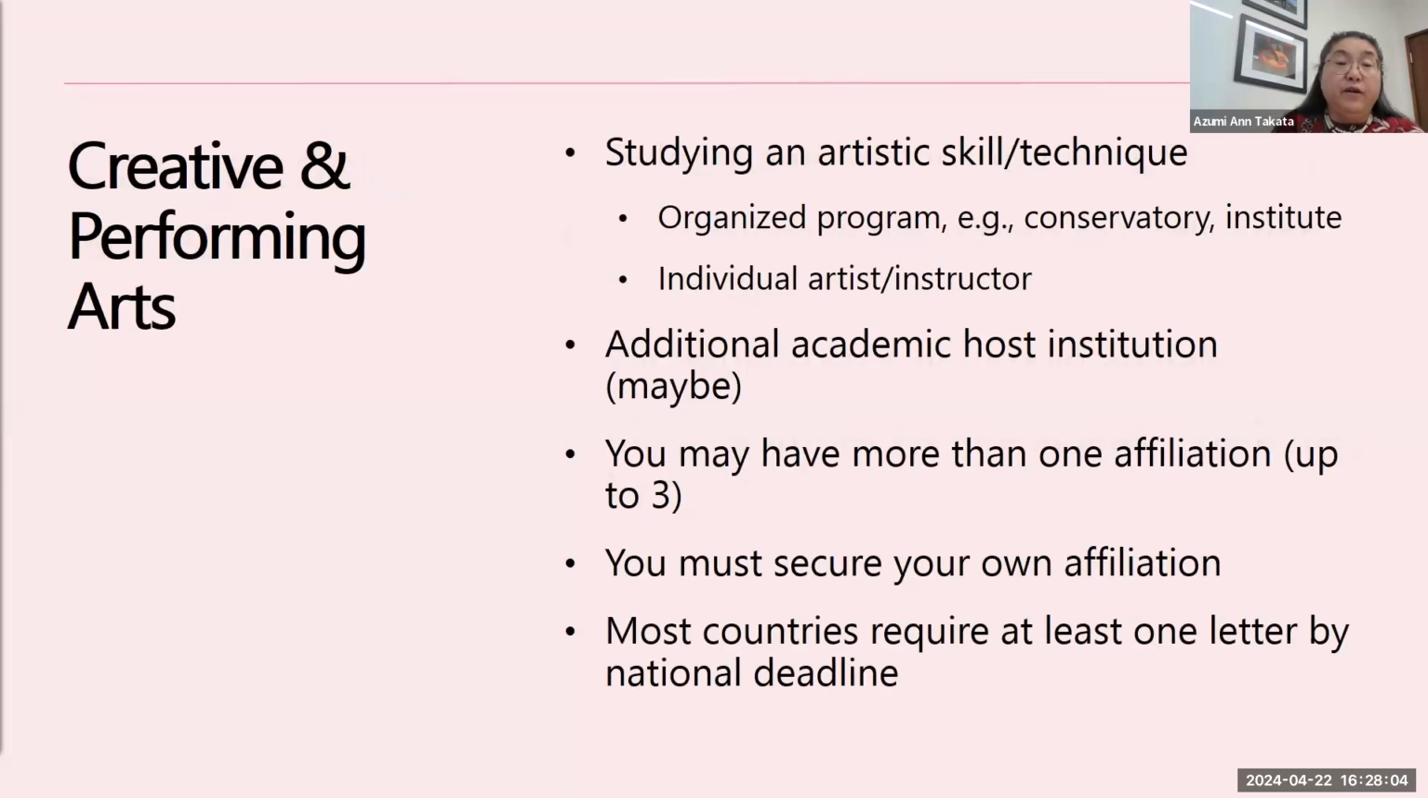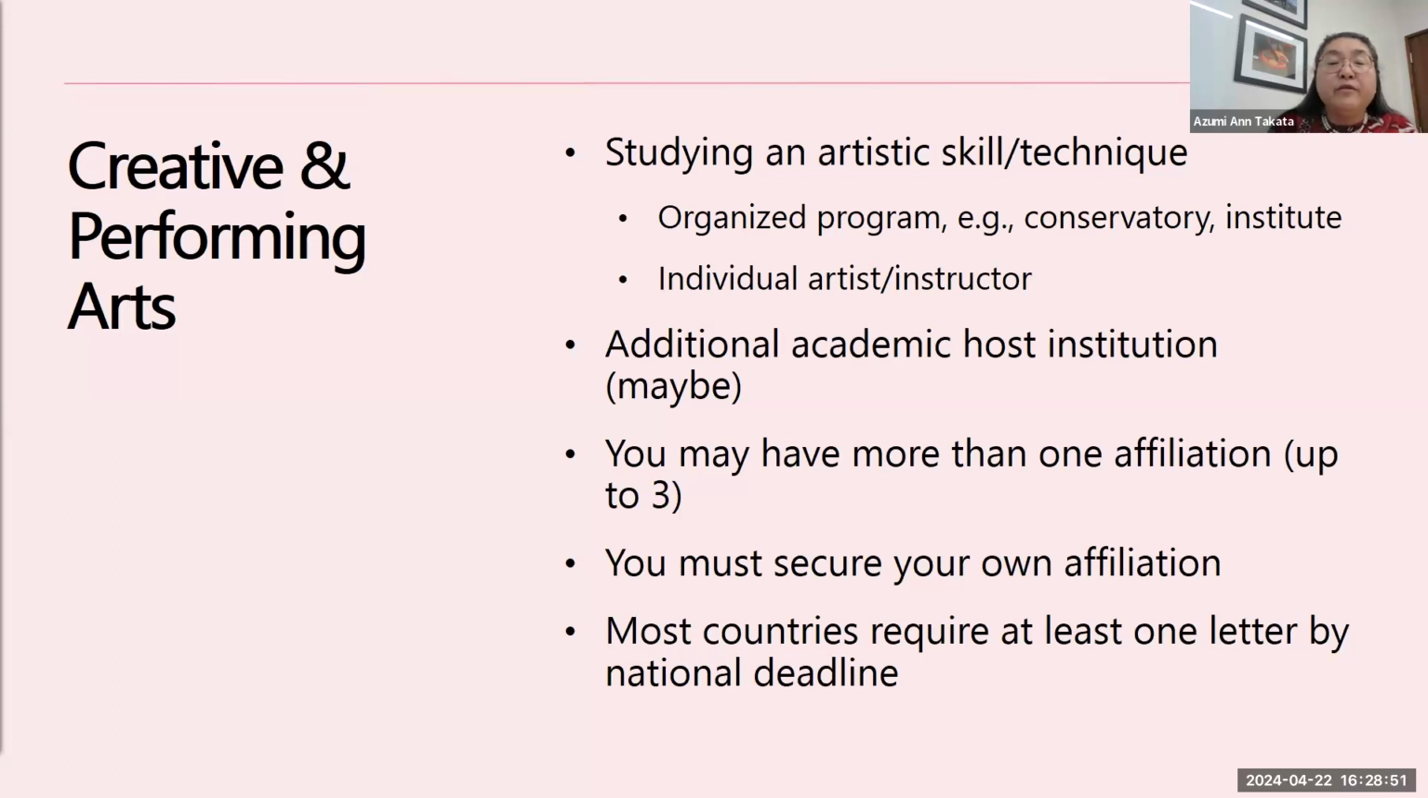All right. And then finally, if you're doing a creative and performing arts project, and by that we mean usually studying an artistic skill or technique, a host affiliation or host in this case could be an organized program like a conservatory or an institute, or it could also be an individual artist or an instructor who could teach you a particular artistic skill or technique. So that person is going to be your primary host. And you may also, in addition to that, want an academic host institution in addition to that person who's going to teach you that artistic skill and the person that you're going to start the study with for that skill.